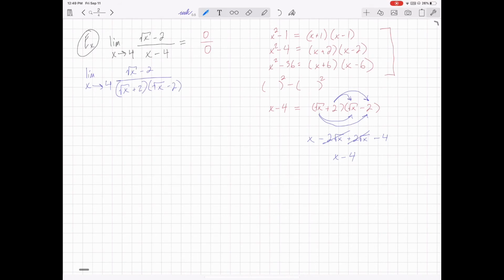And just like all of the other ones, we can cancel the common factor. I'm going to rewrite this one just to highlight that you do need to be aware that you have to keep the 1 in the numerator, and then it's root x plus 2. Plug in the number if you can, which we can, and this would just give us 1 over 4.